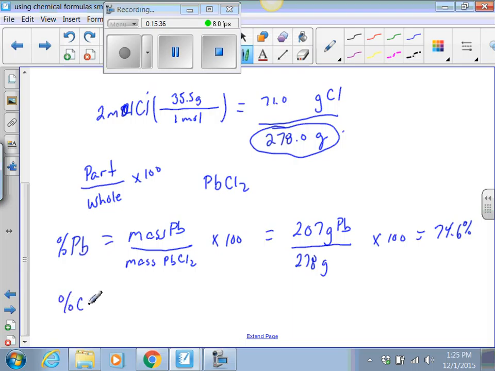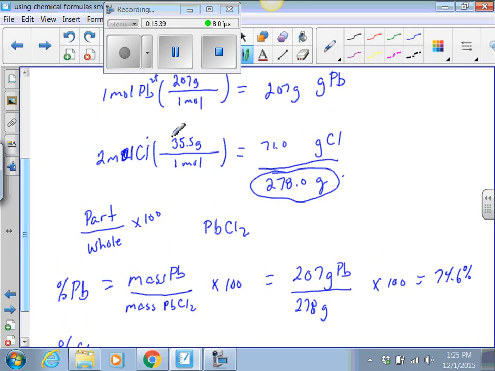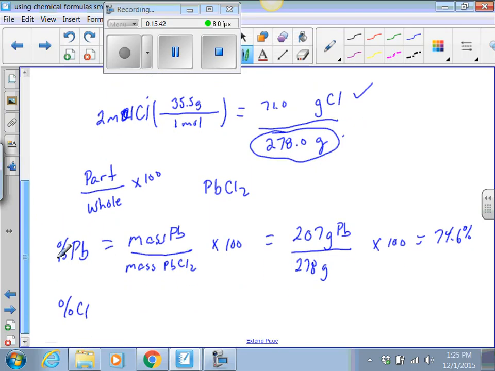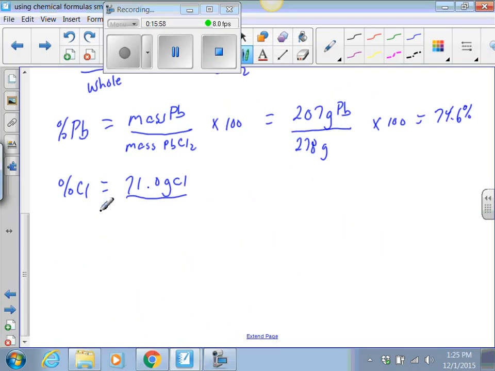Then our percentage of chloride is going to be the mass of chloride that we had in the compound, which is here, 71 grams. Oh, so we don't have to rework it out like we did the previous one? Yeah, I think we can simplify. All right, cool. 71.0 grams, and that would be of chloride, divided by the same whole mass, 278, times 100. So that's 71 divided by 278, and multiplied by 100 is 25.5%.